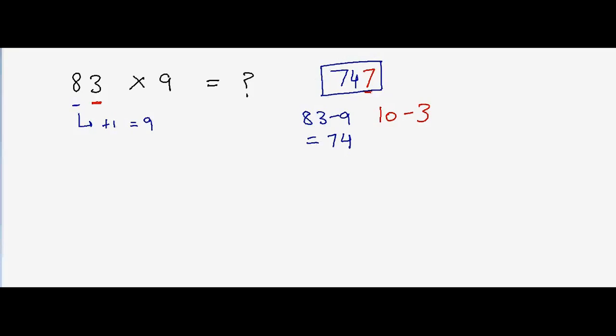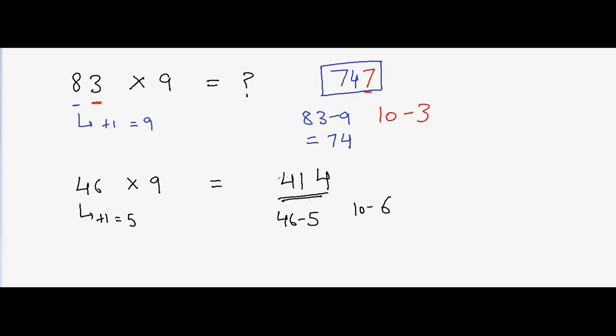Let me try it again. Suppose I have 46 and I want to multiply this by 9. In that case, 10 minus 6 is equal to 4, and then 4 plus 1 is equal to 5. So 46 minus 5 is 41. So the answer is 414.